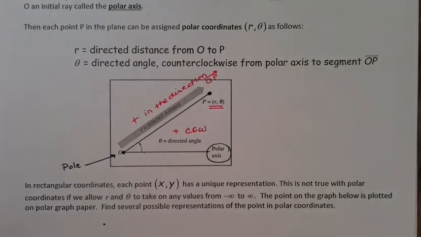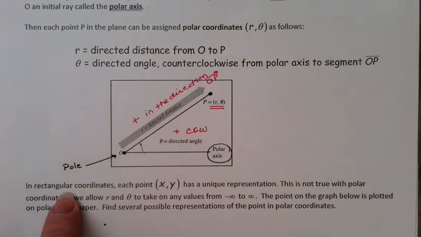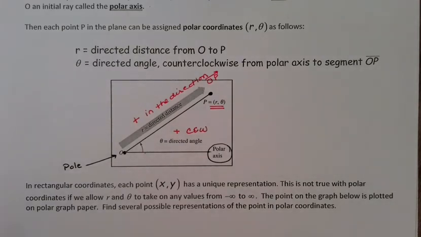There's something that's perhaps mildly inconvenient about polar coordinates, but as we press on, we're going to find enough good things about it that we're going to still want to use it. But here's the mild inconvenience. In rectangular coordinates, it was really nice that every point x, y had a unique representation, right? The point 5, 2 was always the point 5, 2. There was no other way to write it. Unfortunately, that's not true with polar coordinates if we allow r and theta to take on any values from negative infinity to infinity. We're going to see that in the example of the point plotted below.